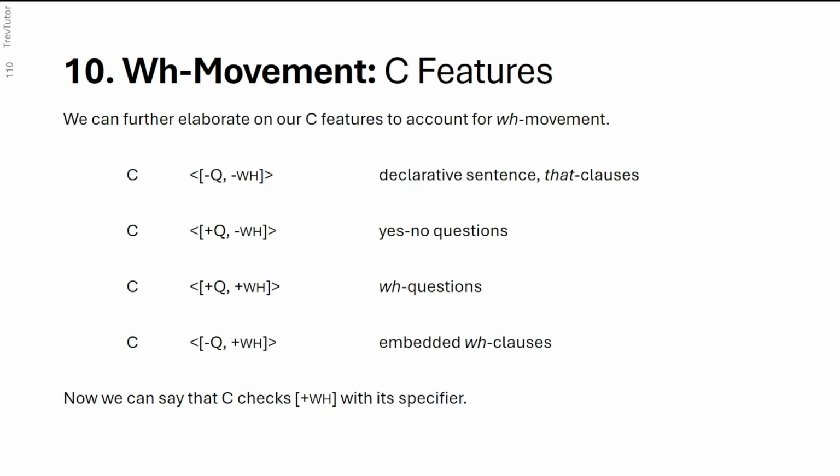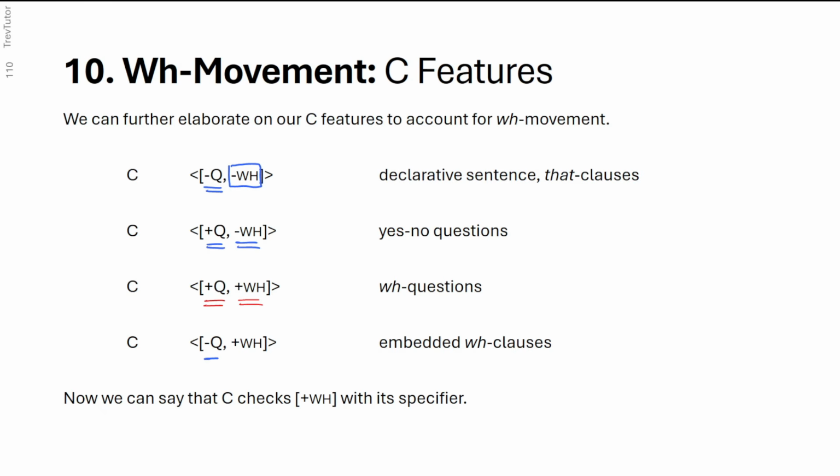So we can further account for features on C to figure out which type of sentences or questions we are creating. For example, with declarative sentences and that-clauses, we're going to say it's not a question, but we're also going to specifically say it's not searching for a WH word. So this is not a WH question. If it's a yes-no question, it's plus Q because we're asking a question, but again, we're not asking for a WH word. When we do ask for WH words, now C is going to be plus Q and plus WH.